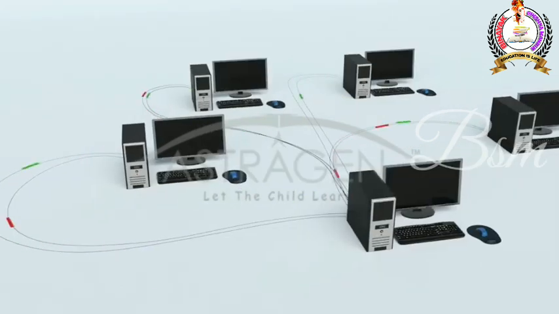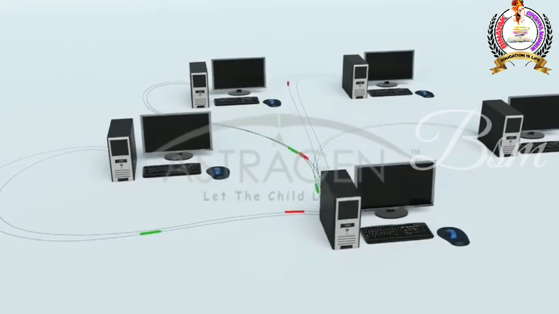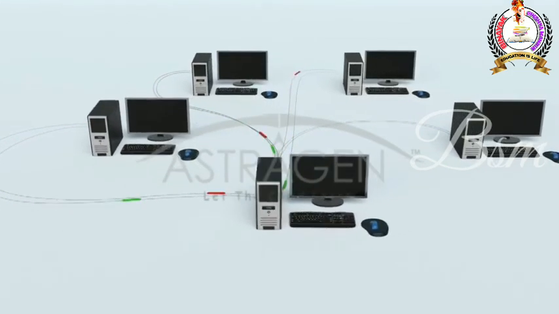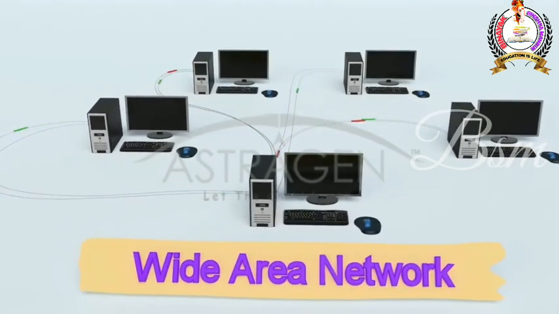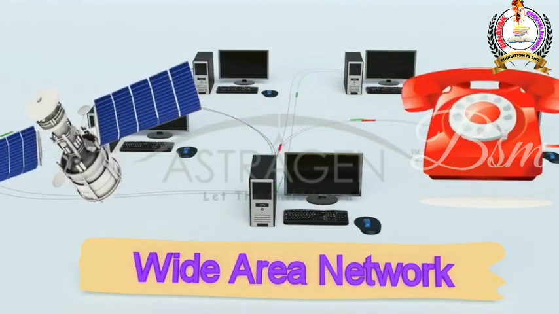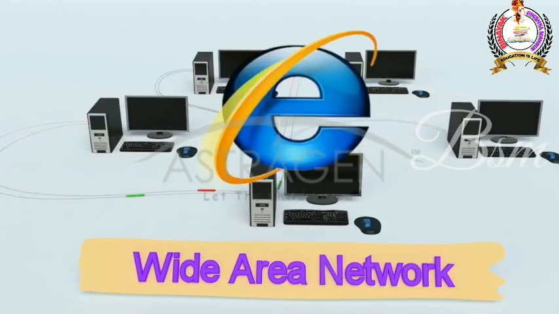Those computers which are connected to each other, irrespective of their location, are said to form a wide area network. They are connected through satellite and telephone lines. The internet is one of the best examples of wide area network.